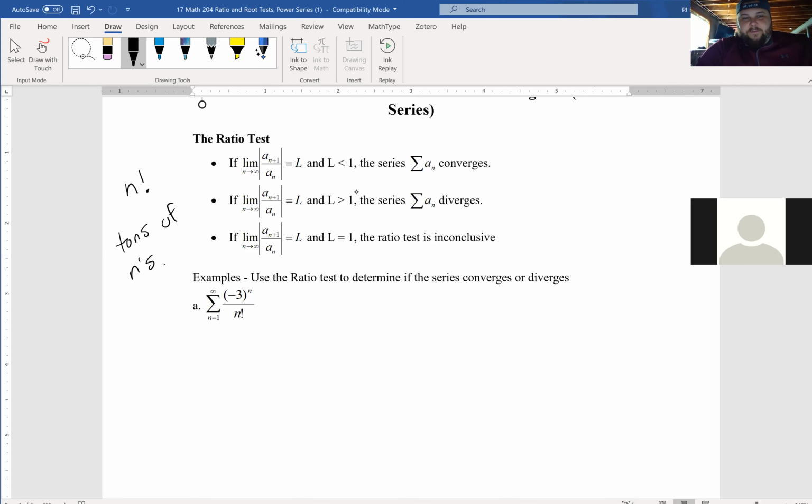If L is less than 1, it will converge. If L is greater than 1, it will diverge. And if L is equal to 1, we can't say anything. We have to try something else. The best we can do is say inconclusive.